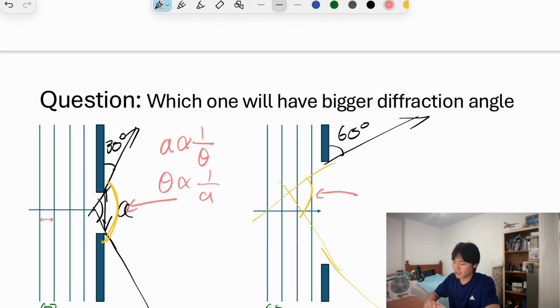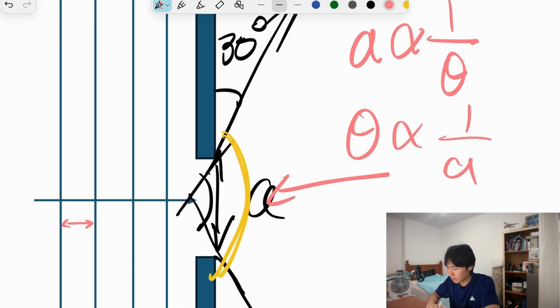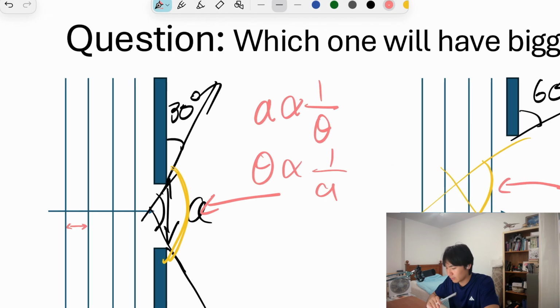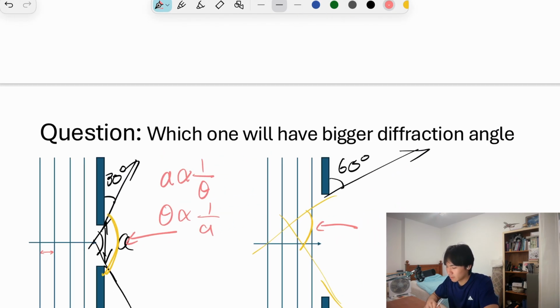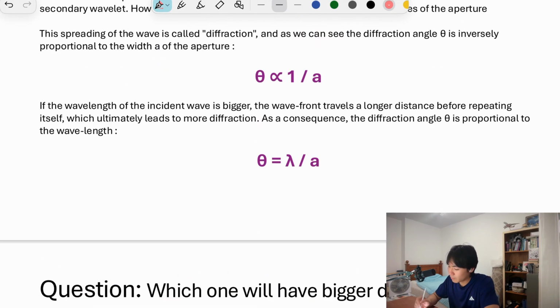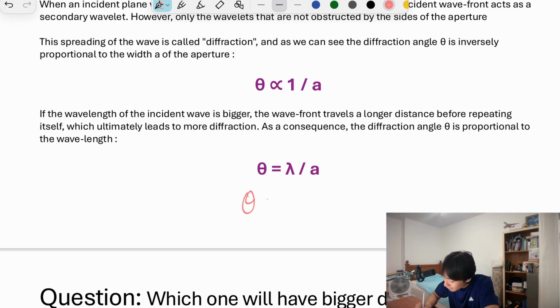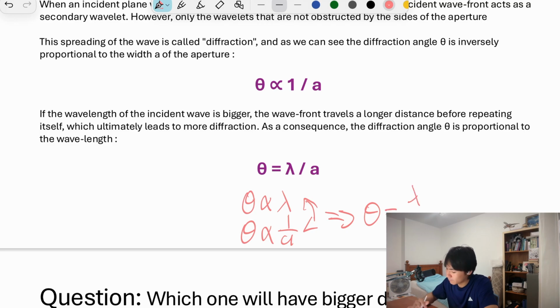Yeah, I think the zooming-in analogy explains it fairly well, right? So the proportionality is that the angle of diffraction is directly proportional to the wavelength, and inversely proportional to the aperture, 1 over a. If you combine this, you get that theta is lambda over a, right?